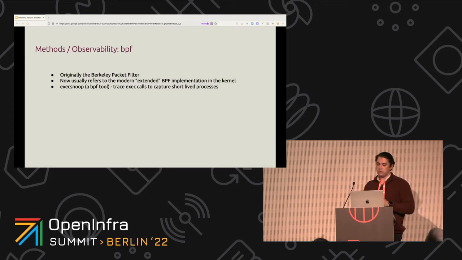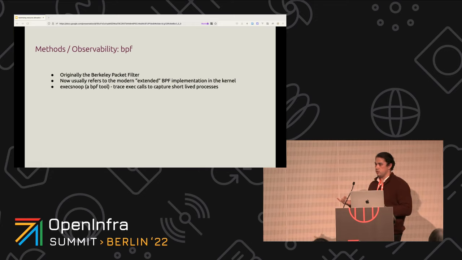Making use of BPF requires a relatively modern kernel, at least 4.9, however the newer the better, but in all but one of the case studies I showed, we didn't actually have that available to us. And so for operators, this should definitely drive the business case to upgrade as soon as possible. BPF has both sample and trace capabilities. BCC and BPF trace provide a bunch of generally useful tools.